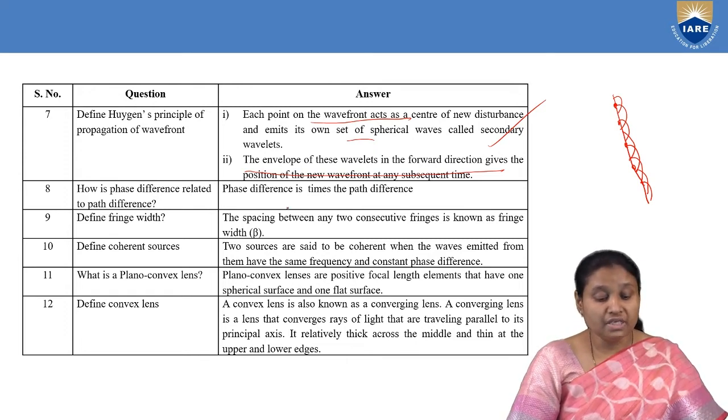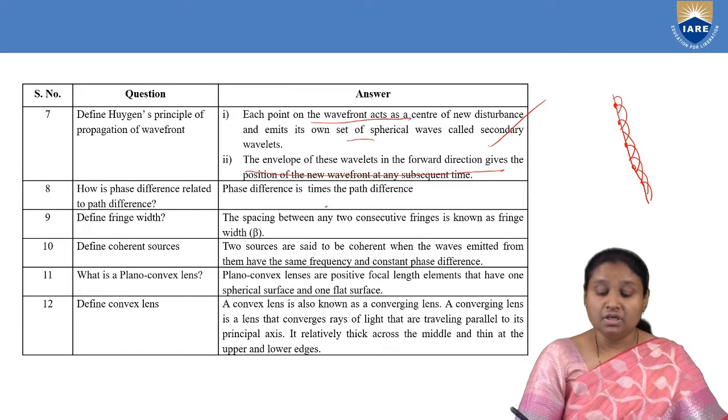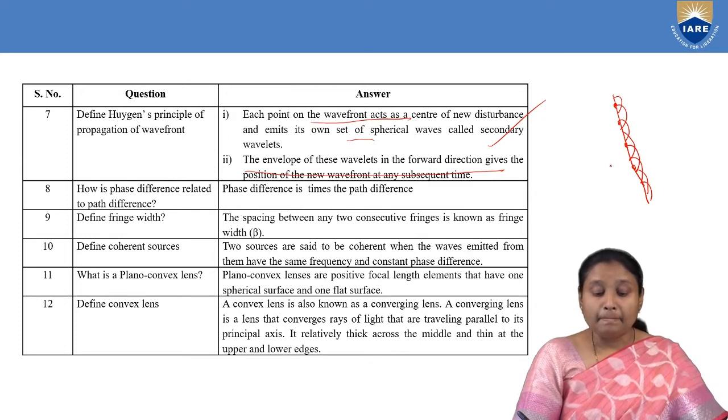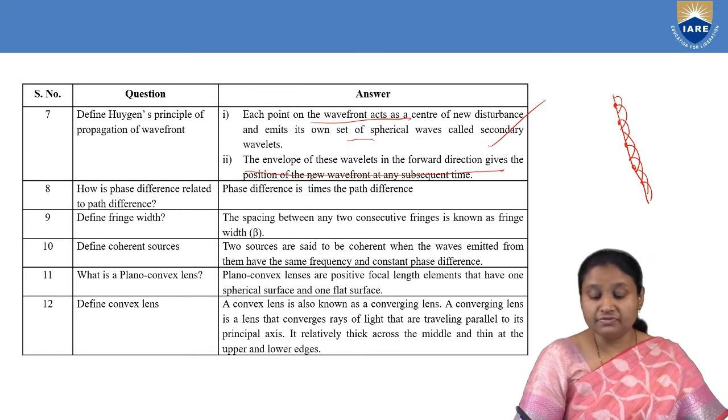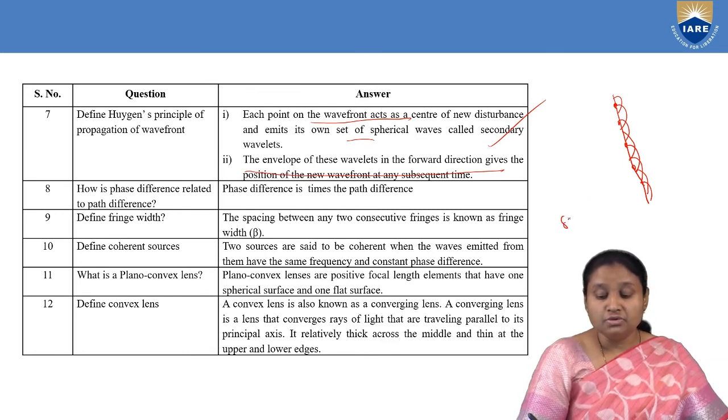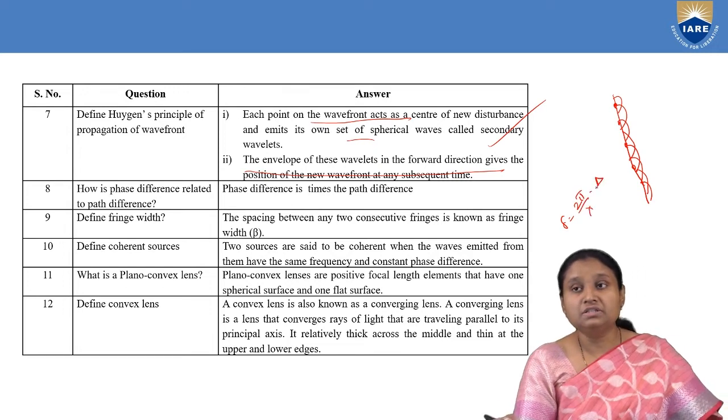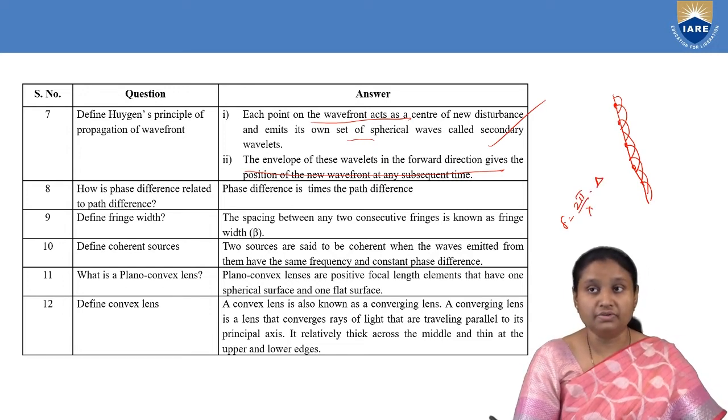Then how is phase difference related to path difference? If you consider, it is 2 pi by lambda. Phase difference is 2 pi by lambda times the path difference. So this is the relation between phase difference and path difference.